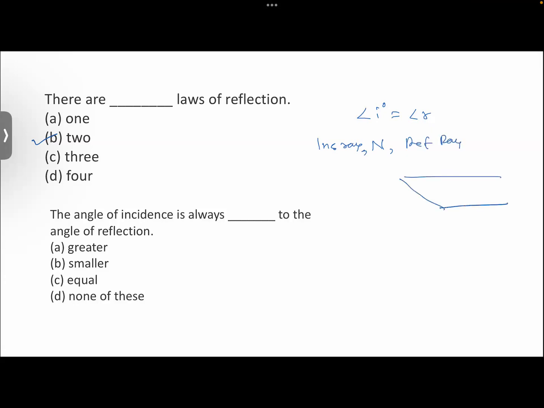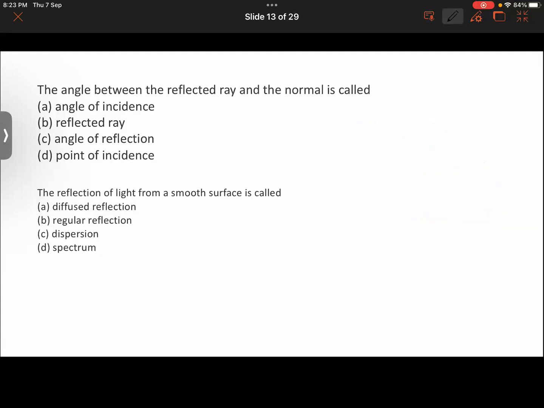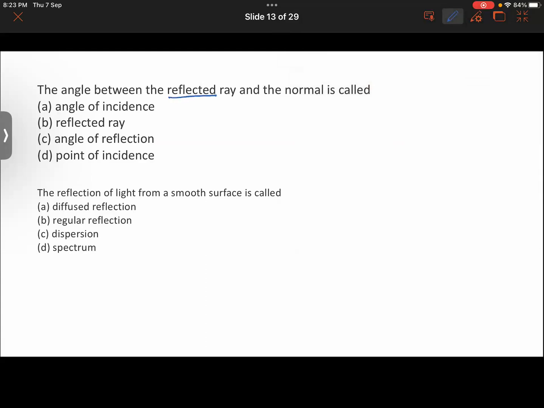So suppose you have this mirror and you draw a hypothetical plane here. The incident ray, normal, and the reflected ray will all be lying on this plane. Getting it now? Yes, sir. The angle of incidence is always greater, smaller, or equal? Equal. Good. Now the angle between the reflected ray and the normal, what do you call that? Angle of reflection.